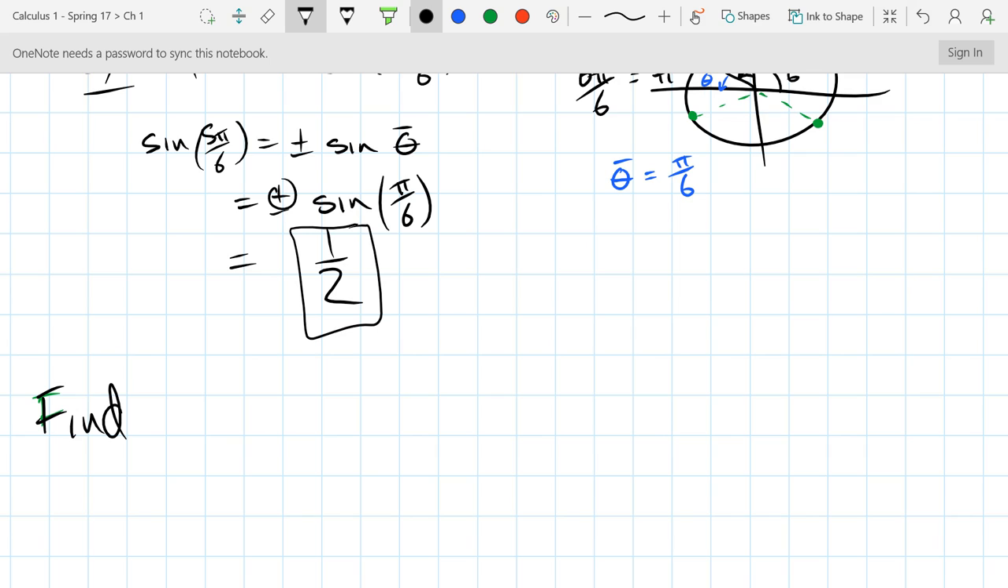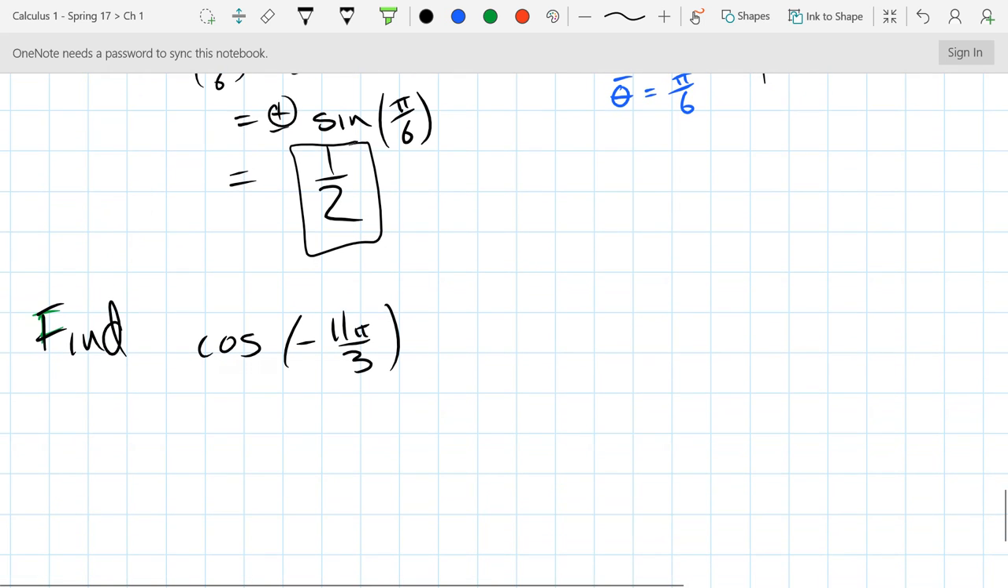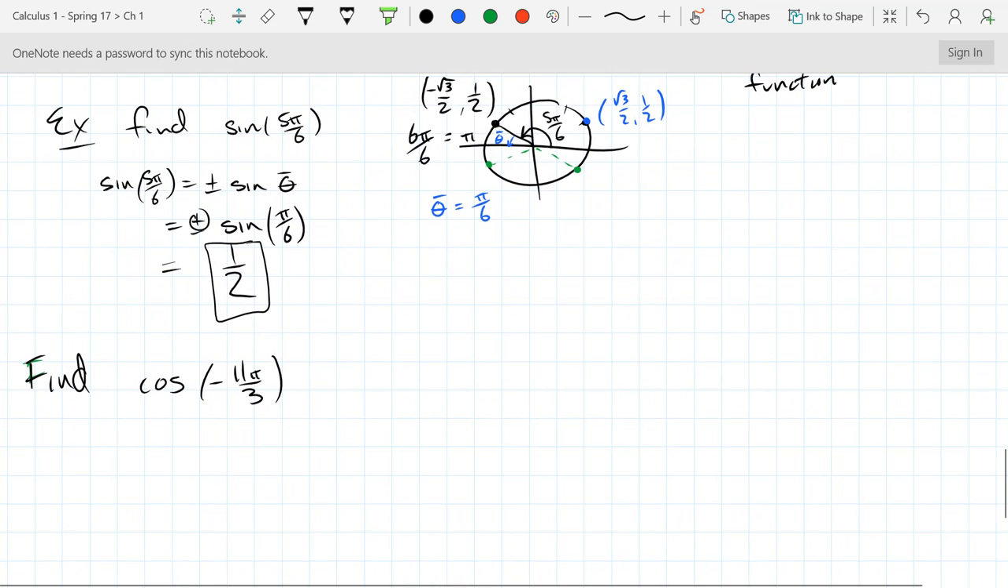Find, let's do cos of negative 11 pi over 3. So negative 11 pi over 3, that's negative. We're going to spin counterclockwise. We're going to go down to the left instead of up to the left. We also have to count in thirds. The other problem is 11 pi over 3 is a pretty big number. So we're going to do more than one full rotation the wrong way. So let's get started and see.